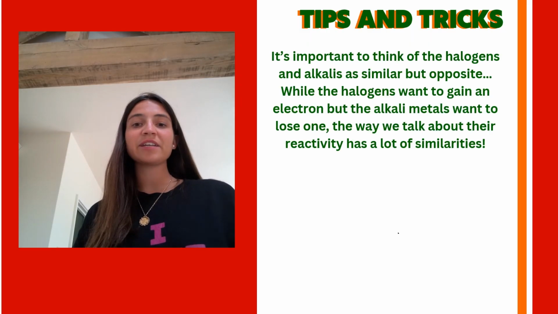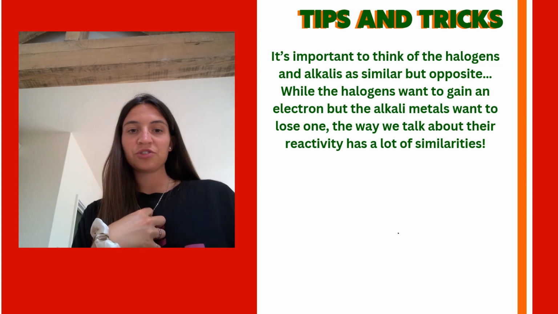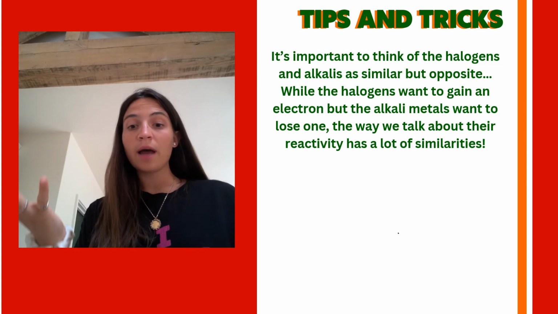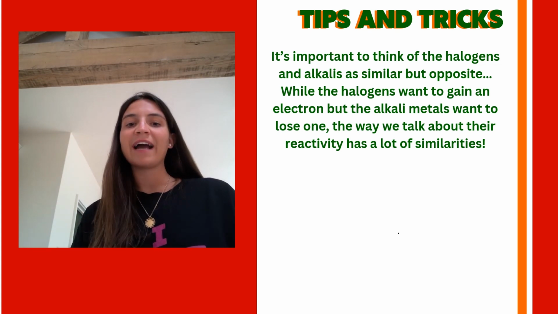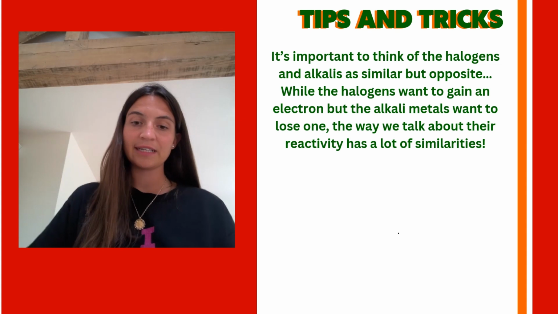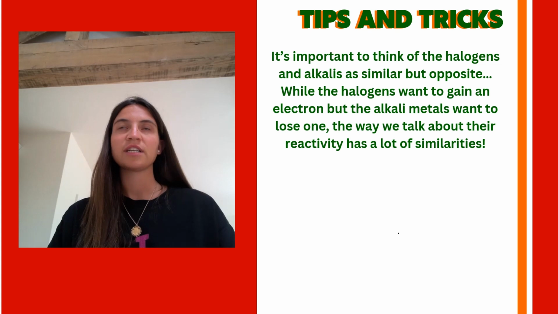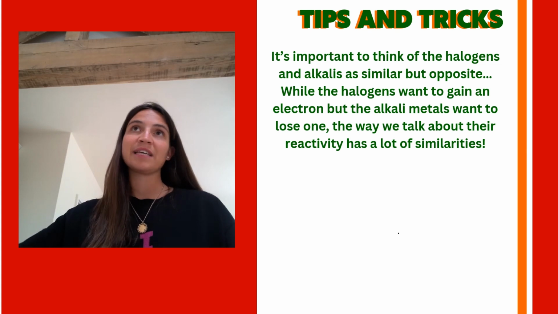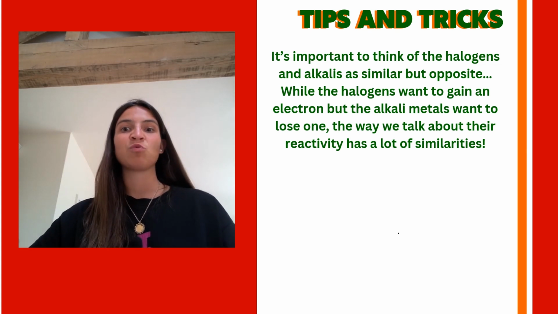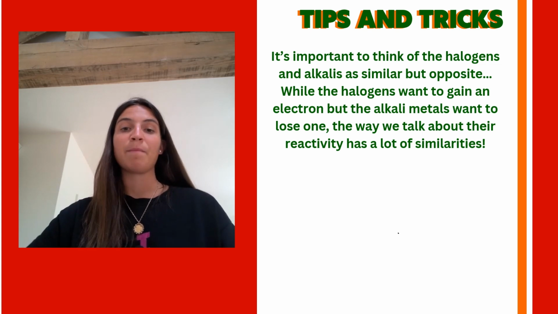Okay, tips and tricks for this section. You can think of halogens as similar to the alkalis, but opposite. Halogens need to gain 1 electron to have their full outer shell, whereas your alkali metals need to lose 1 electron to have their full outer shell. And the way we talk about their reactivity, therefore, has a lot of similarities. So remember, it was about how easy or hard it is to gain or lose that electron. And the bigger your atoms get, the easier it would be to lose it, but the harder it would be to gain it, which is why the reactivity series go the opposite way round for alkali metals and halogens.